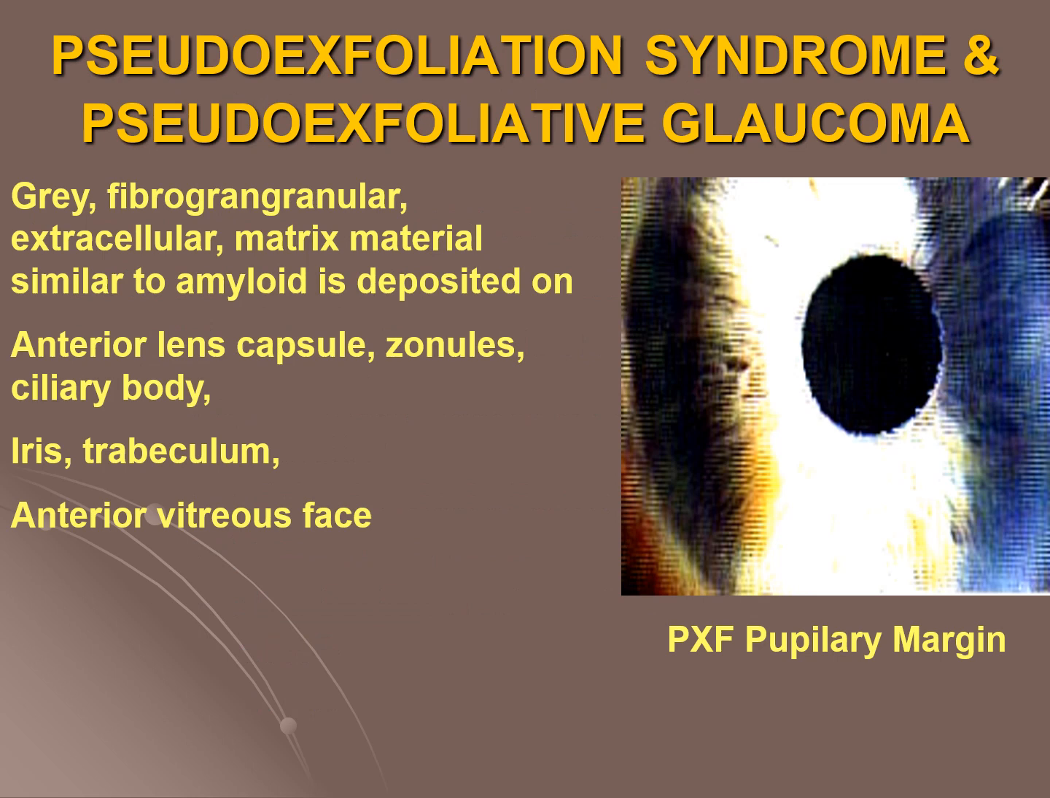Now we will discuss certain secondary glaucomas, open angle type. So pseudoexfoliation syndrome or pseudoexfoliative glaucoma. In this case, gray fibrogranular extracellular material similar to amyloid is deposited on the anterior lens capsule, zonules, ciliary body, iris, trabeculum, or anterior vitreous face, so ultimately causing the rise in the intraocular pressure.